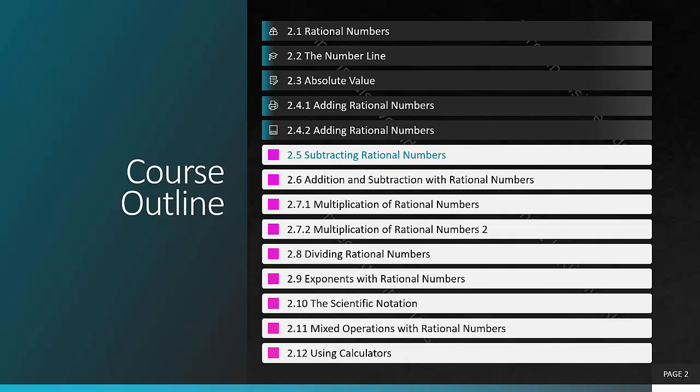Our course outline for Unit 2 has 12 lessons in it. It ranges from rational numbers to using calculators to calculate. We are on our 5th lesson of the unit, which is 2.5, subtracting rational numbers, because in our previous 2 lessons, it was both 2.4, because there was a part 1 and part 2.